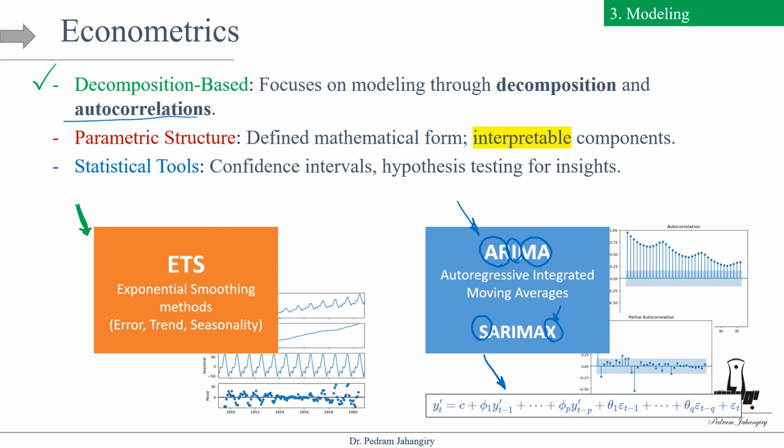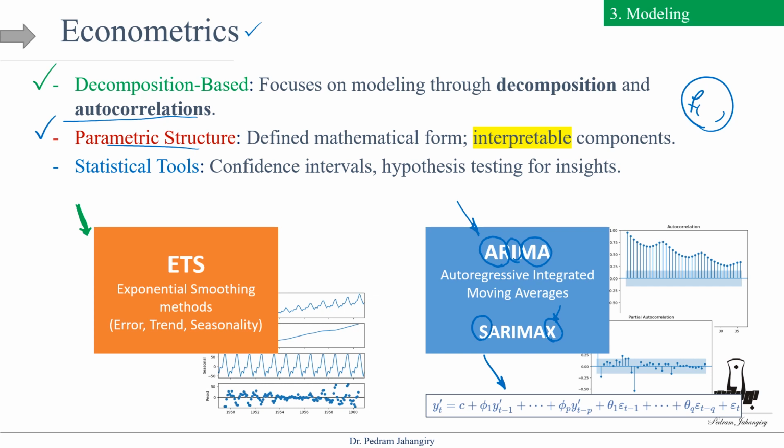This is a parametric structure. Parametric structure simply means that we have defined mathematical forms. Remember that f of data that you were trying to estimate? This is the pattern you're trying to recognize. If we impose some functional form on that, if we define some mathematical forms on that, it will be our parametric structure, right? So the econometrics-based models are mainly parametric structure.